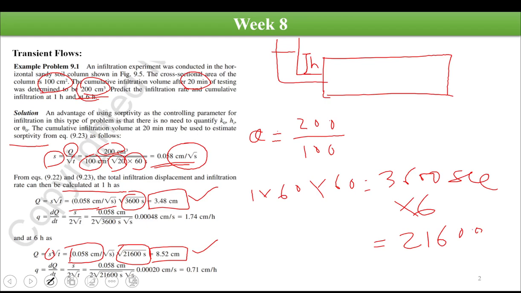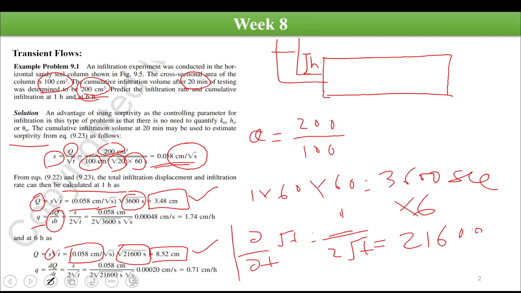and now we need to determine the rate of infiltration, that is small q will be equal to dQ upon dt. So from this expression, if we take the first order derivative of capital Q, S is a constant, so S will remain there. And the derivative of square root of T, d upon dt of square root of T, will be equal to 1 by 2 square root T in the denominator, right?